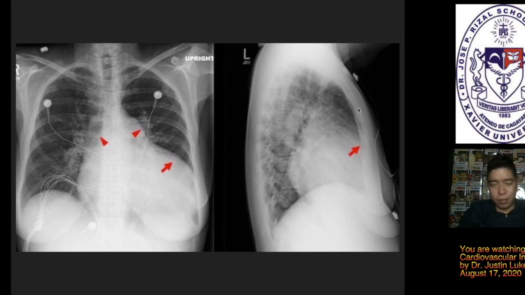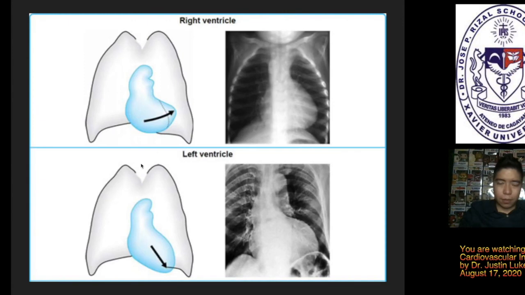And as I mentioned earlier, you also have loss of the retrosternal space because of the enlarged right ventricle, which is border forming on lateral view. So this is the one I was saying. It's a comparison. If it's right ventricular enlargement, it's upward turn and rounding of the apex. If it's left ventricular enlargement, it's downward and lateral.